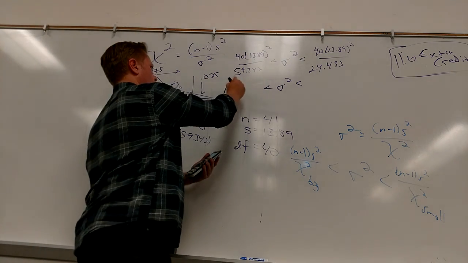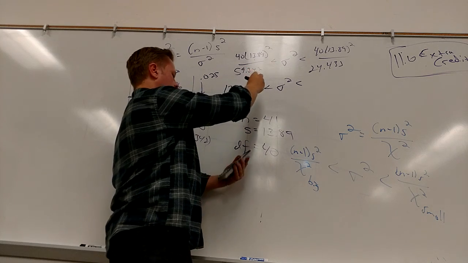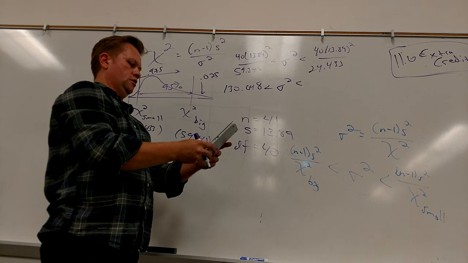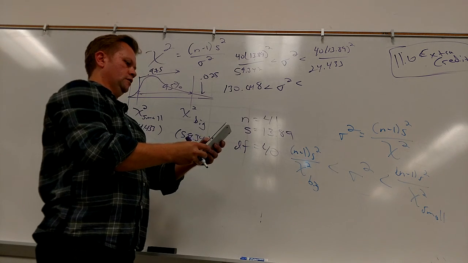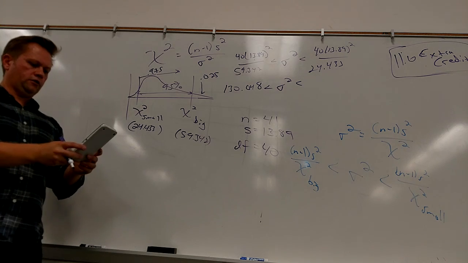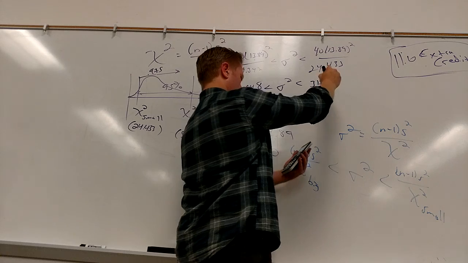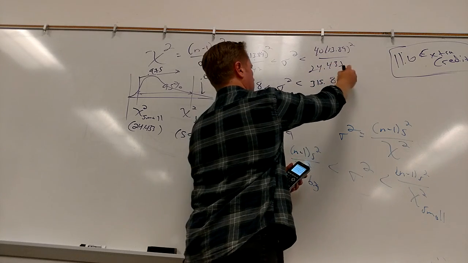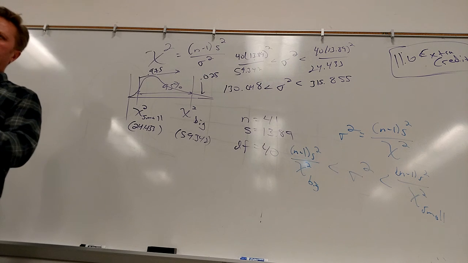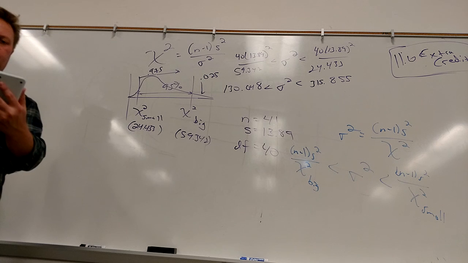So I get 130.048 up to, divided by this one now, 24.433, I get 315.855. Did you guys get those? Some of you guys? The rest of you guys are like, you lost me at extra credit.